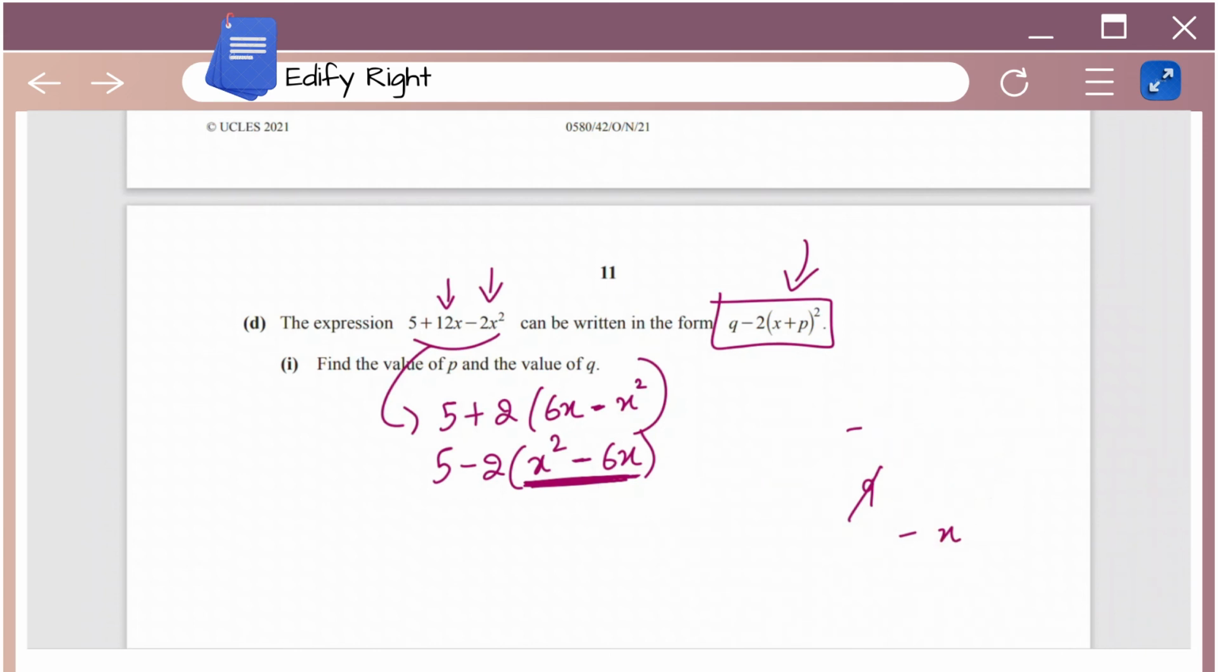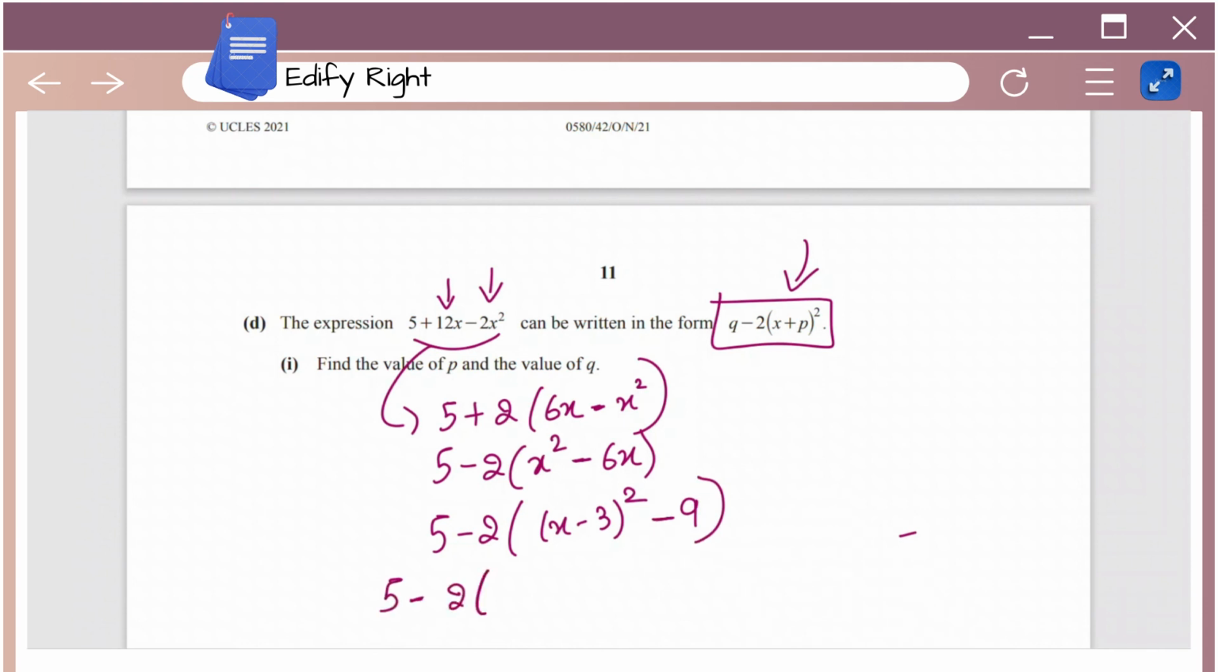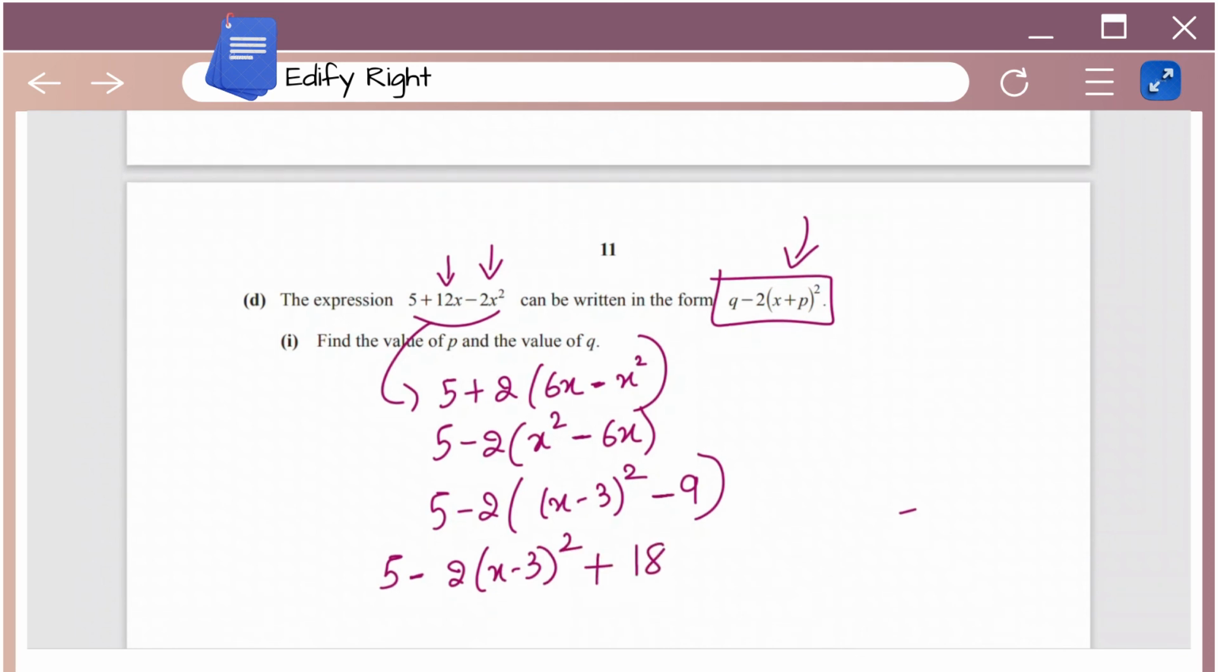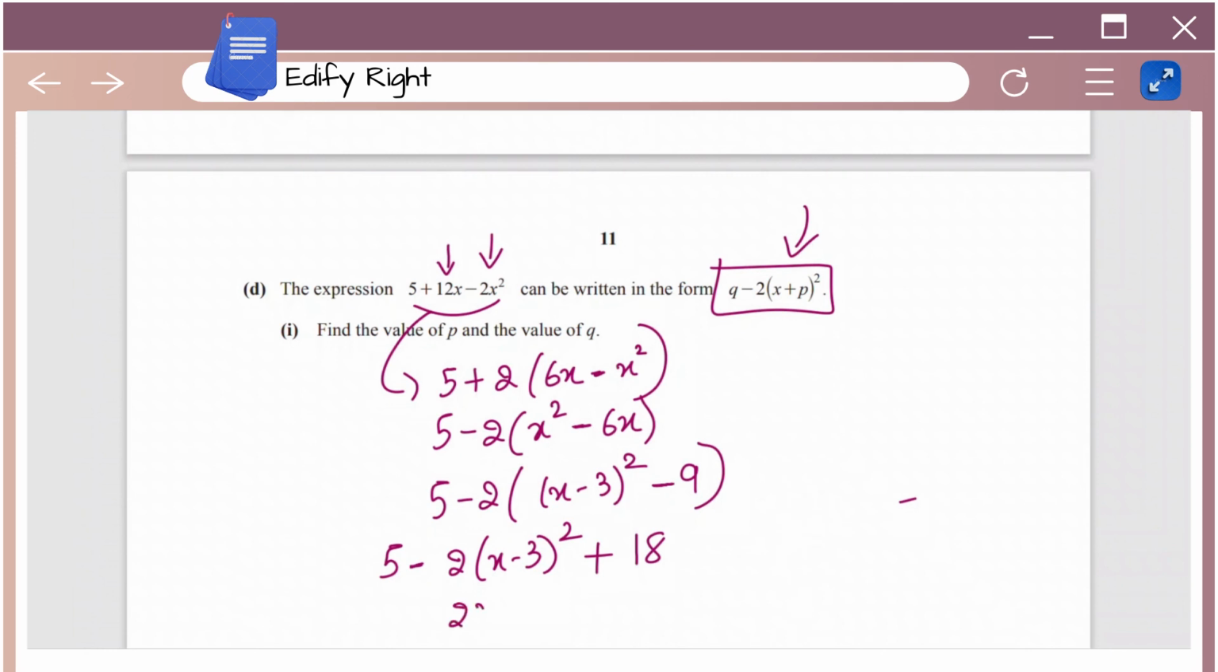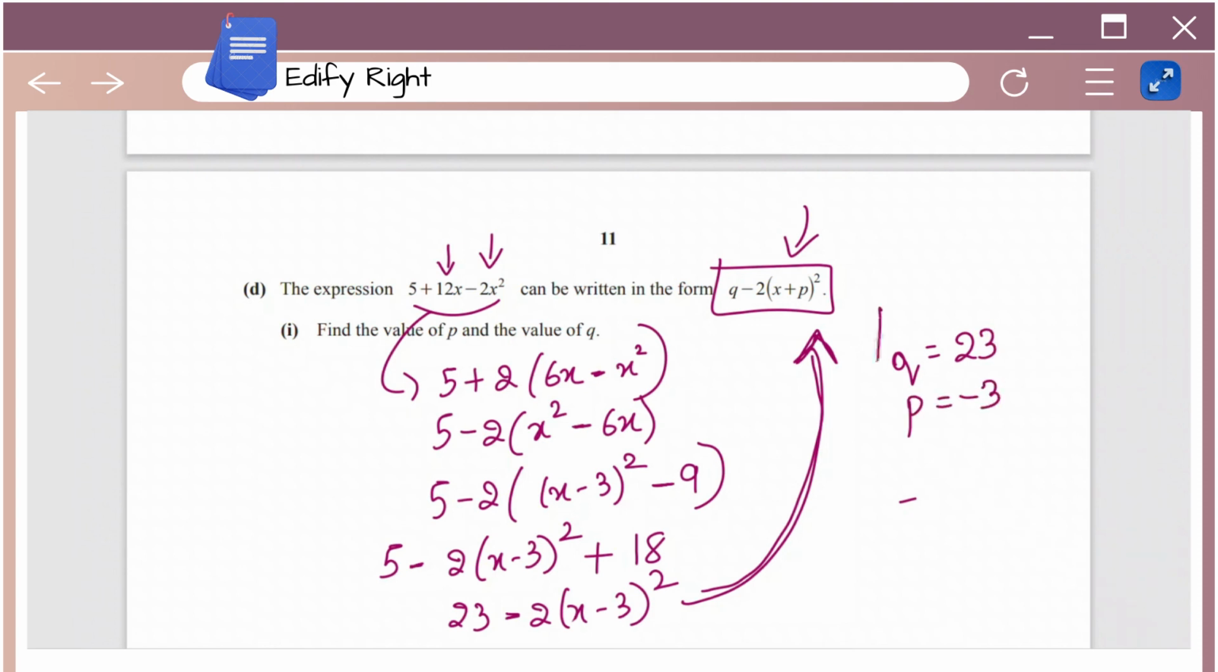Why am I doing that? You'll get to know in a second. So here we have 5 minus 2 times (x minus 3) whole square minus 9. Now just open the brackets, you get 5 minus 2 times (x minus 3) square plus 18. And when you solve this, you get 23 minus 2 times (x minus 3) whole square. Now if you observe, it is in this form over here, where q is 23 and p is minus 3.